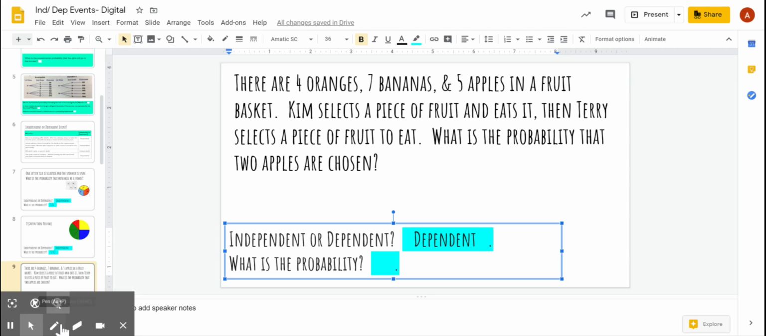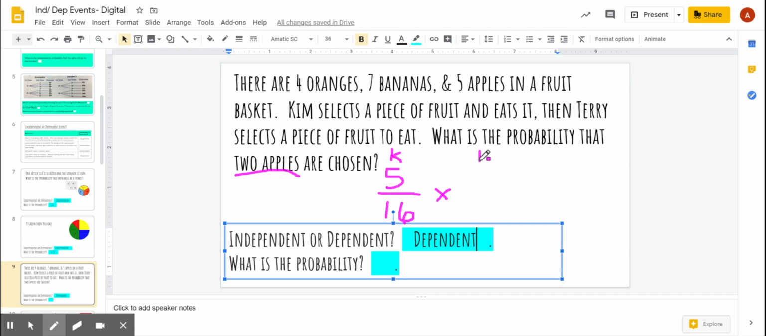So let's think about how that changes our setup here. So Kim selects an apple, right? We're trying to find the probability of 2 apples. So apples are 5 out of, let's see, there are 9, 16 options. Okay. That's what it is for Kim. I'm going to put a little K here so we don't forget.